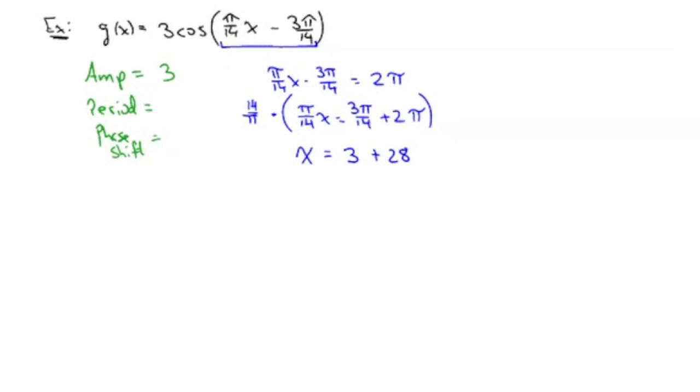Now, that's the end of your period. So this is the period. And this is the phase shift, or translation. That's where it starts. It starts 3 to the right.